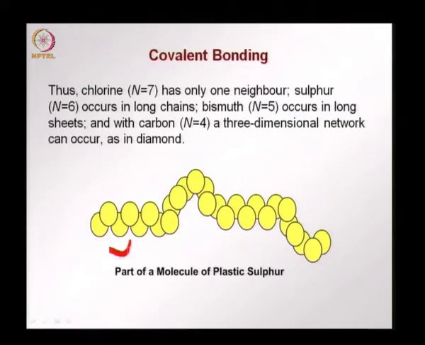Bismuth has n equal to 5. So, it occurs in long sheets. Carbon can form a 3-dimensional network, the valency is 4. So, it needs 4 neighboring atoms to form a stable system. So, you have a 3-dimensional network with carbon as in diamond.